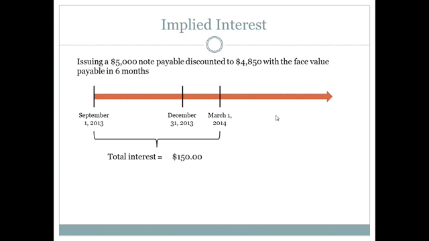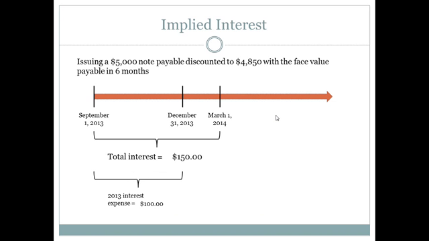Because we're dealing with a short-term time frame, what most companies will do is just simply use a straight line method of amortization. And so the note has $150 of interest that will cover the entire 6-month period of time. 4 months of that is in 2013, and 2 months of that is in 2014. And so we'll use 4/6 and 2/6 as our means of allocating interest to the correct time period. That means that 2013 interest will be $100.